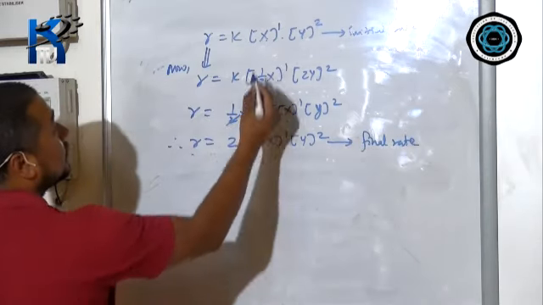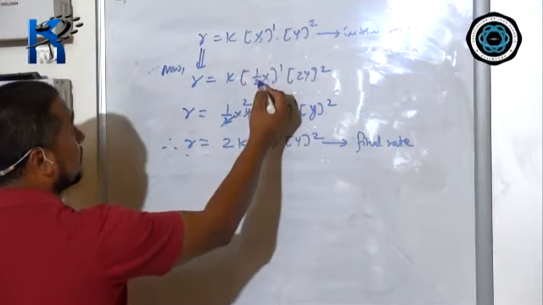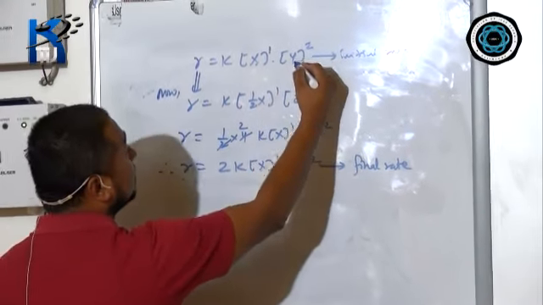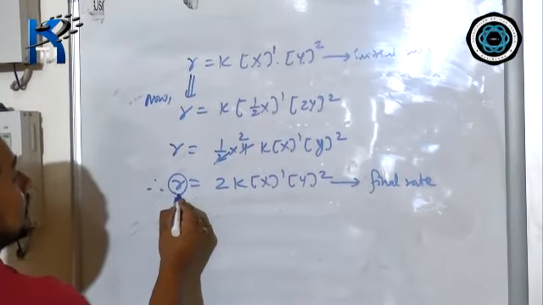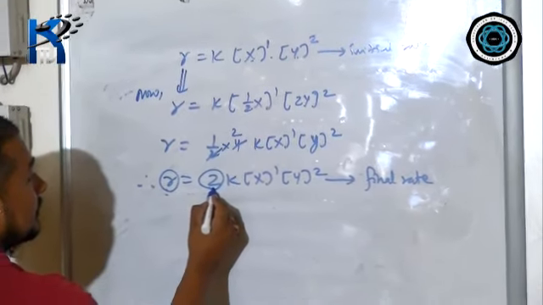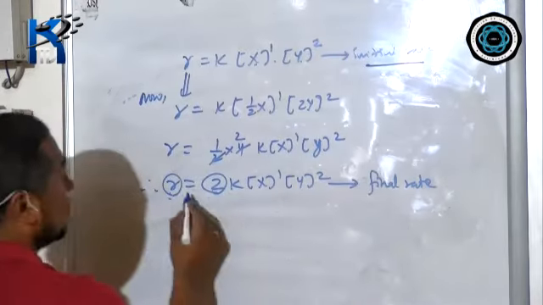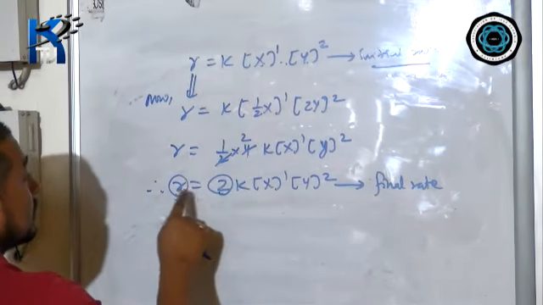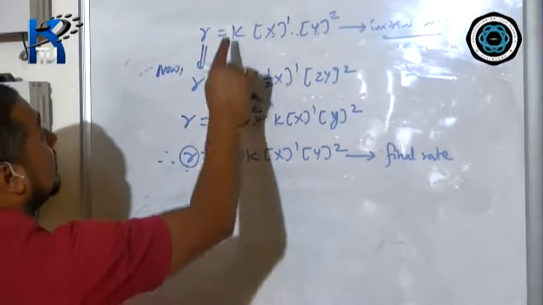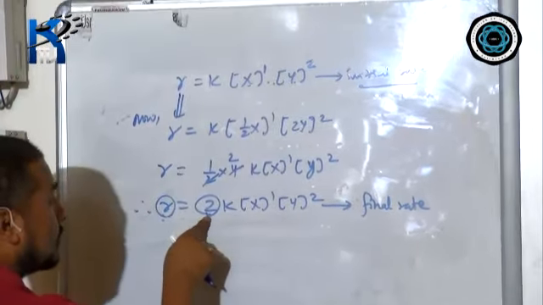So what happened? When you halve the concentration of A and double the concentration of y, then the rate will become 2 times of the initial rate. It will become 2 times means double the initial rate. Here is 1, but here is 2. So the new rate will be double or twice that of the initial rate. So the answer is double or twice.